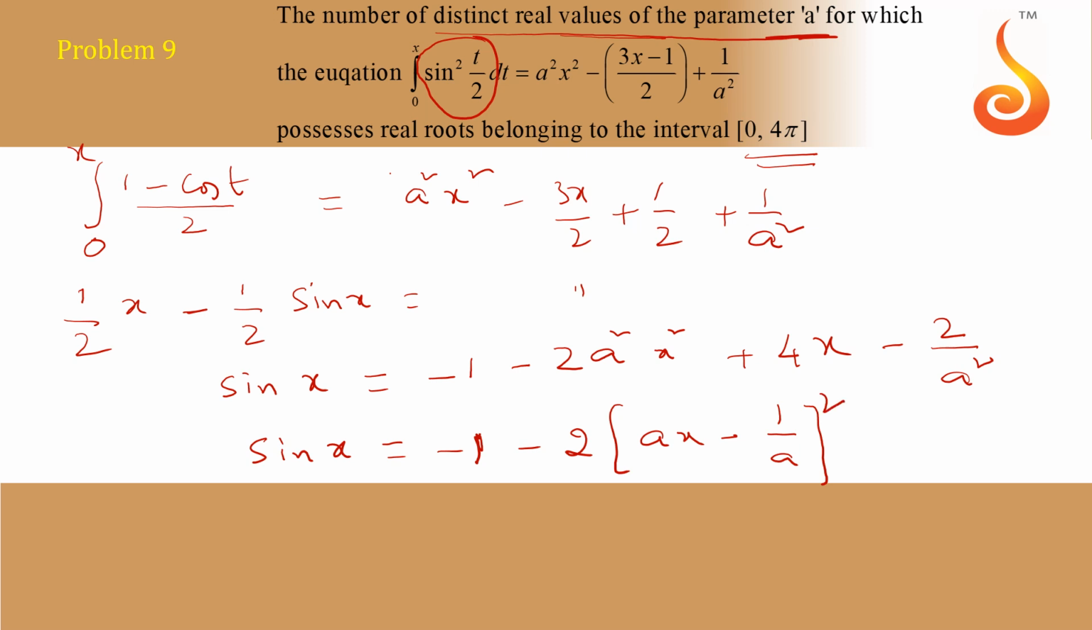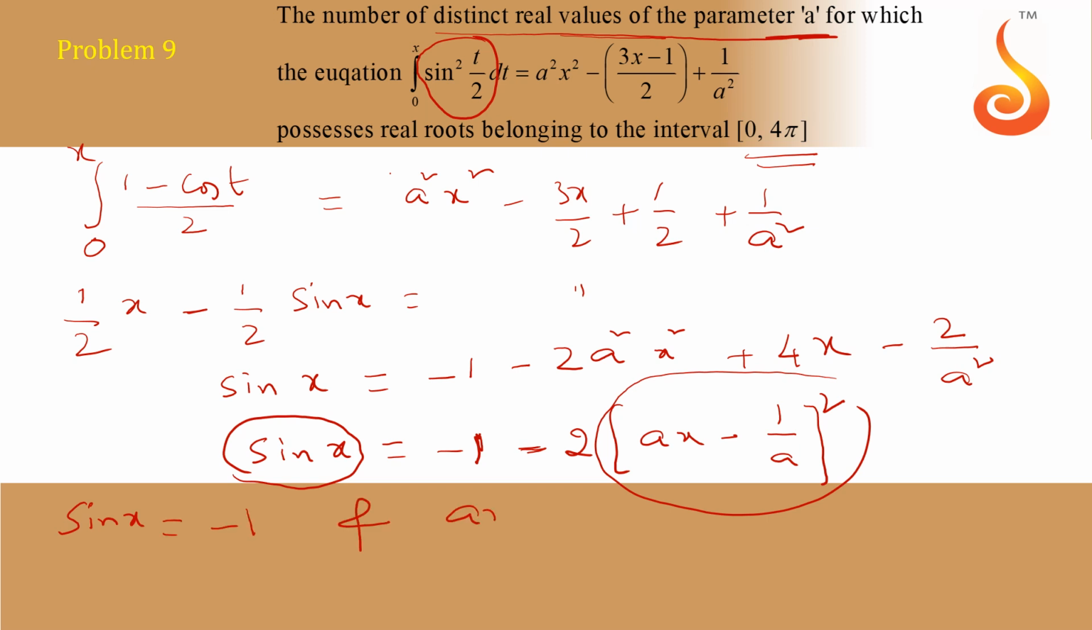Observe that final equation which you got. As you know that sin x range is minus 1 to 1 closed, and this is a perfect square having minus 2 as the coefficient. So this quantity will be always negative. So for the validity of this equation, sin x must be equal to minus 1 and ax must be equal to 1 by a. So the value of x must be equal to 1 by a square. So sin of 1 by a square equals minus 1.